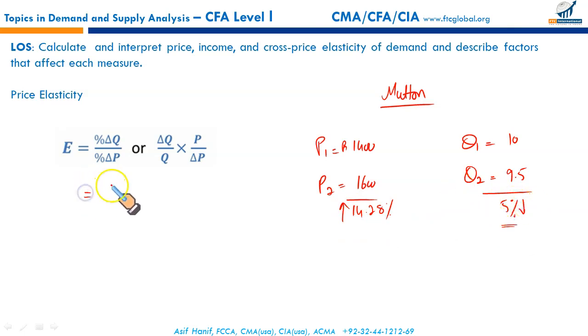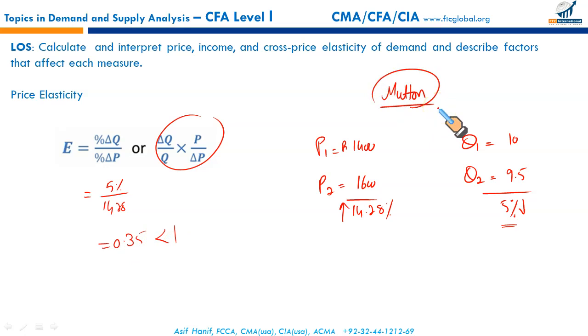So just plug in these numbers here. You will see the quantity demanded has fallen by 5%. The change in price is 14.28. You can alternatively do it this way. So it's going to be 5 by 14.28. It is just 0.35, which clearly is less than 1. So this shows that it is relatively inelastic. So it's more or less my necessity. Right? So this is what you call the price elasticity of demand.